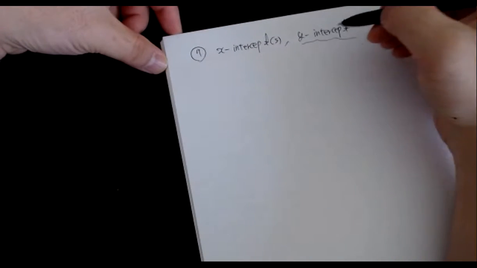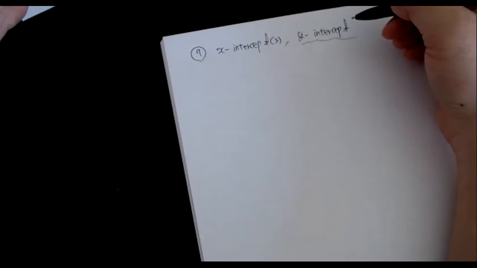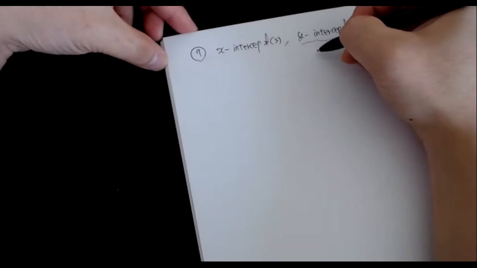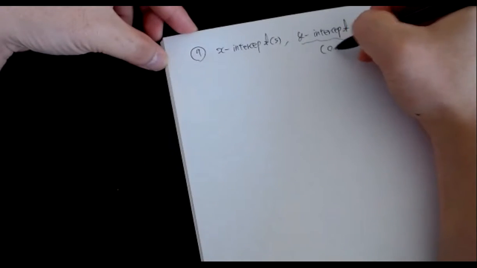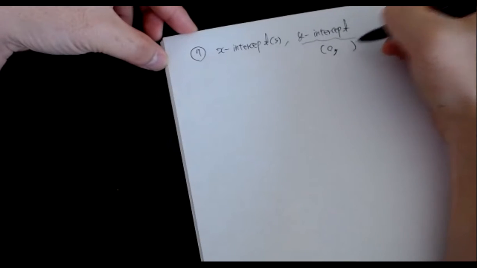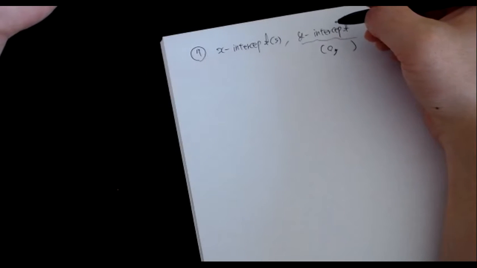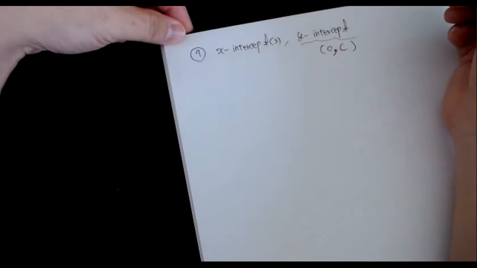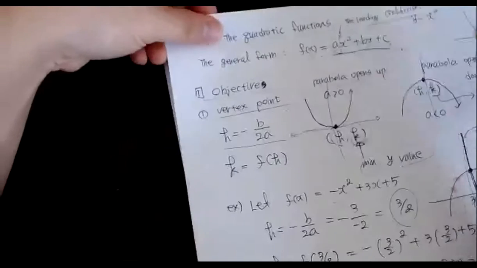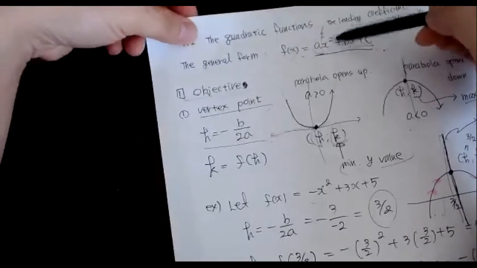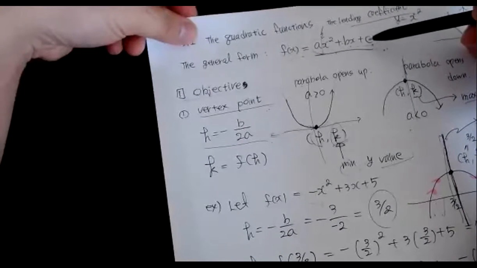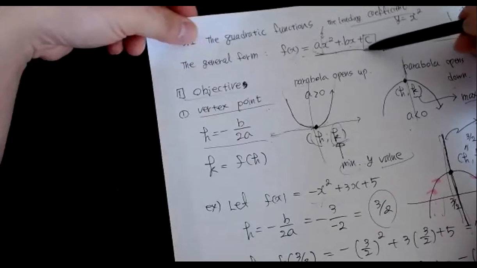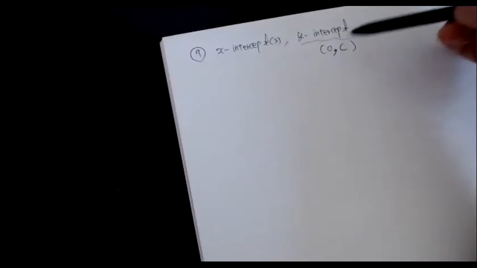Do you remember what the y-intercept is? The y-intercept is the intersection point between the y-axis and the graph. So the ordered pair of the y-intercept must be 0, something. But we know that the y-coordinate of the y-intercept of the quadratic function must be c. Okay, what is c? Back to the general form: f of x is equal to ax squared plus bx plus c, right? So c, the constant term, is that.